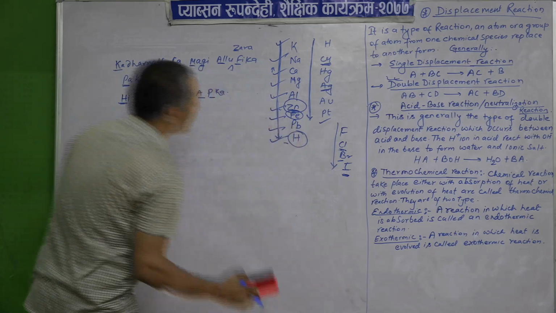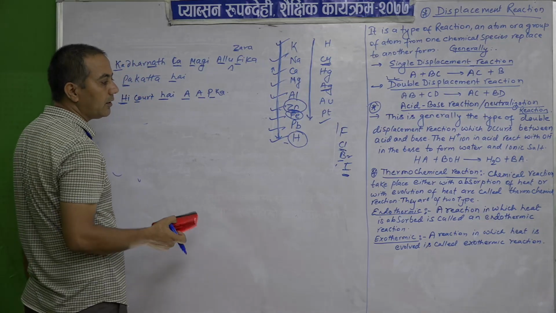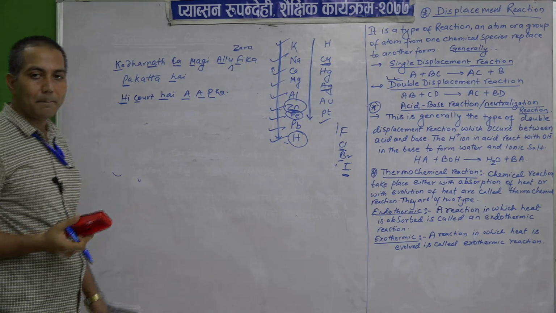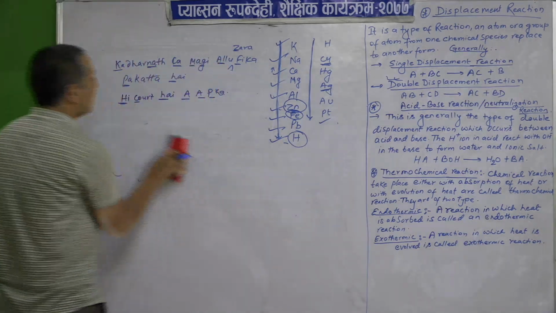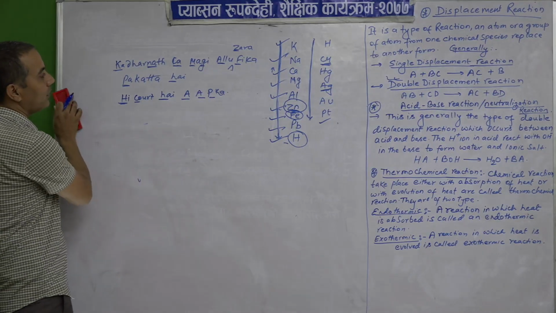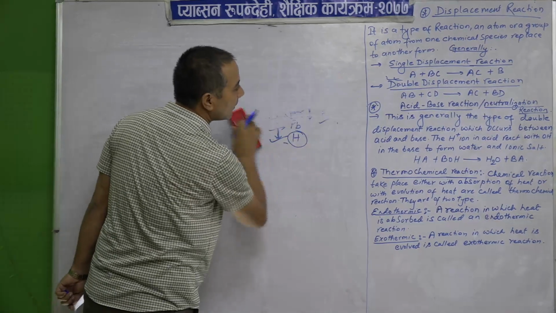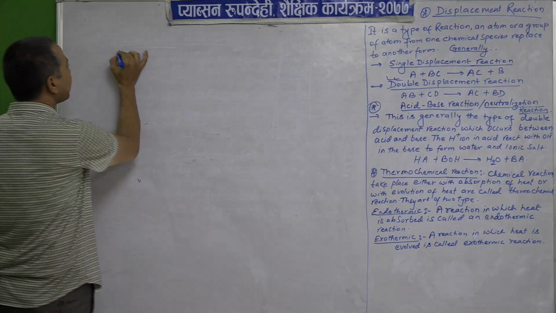Okay. So for this, we know that in the halogen group, the reactivity of the elements goes opposite to that of the metals. I will rub this out, or if you want to copy this, you can copy it by pausing the video. Now comes the next topic, double displacement.